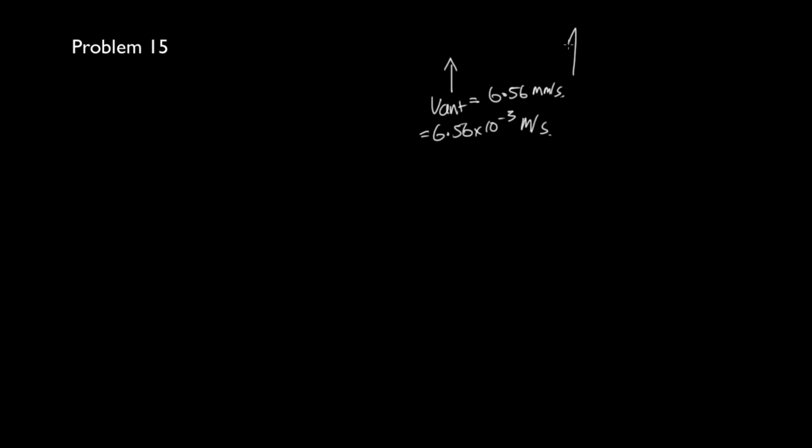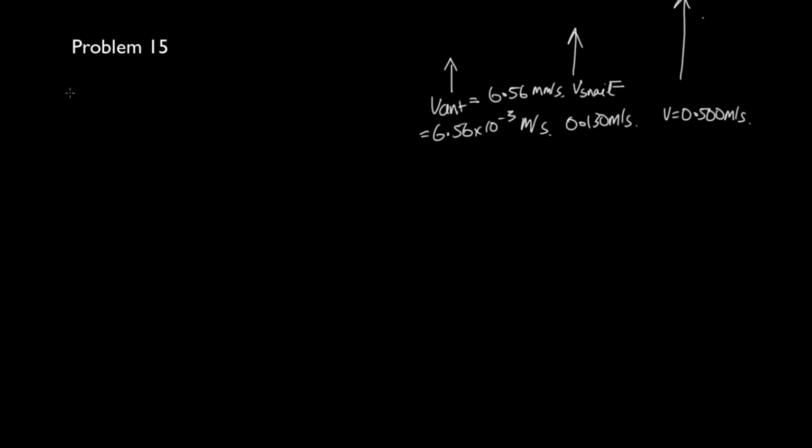Problem 15. So in this problem, an ant, a snail and a lizard have a race. They all head northwards with speeds. So here's our ant. The ant is equal to 6.56 millimeters per second, which is equal to 6.56 times 10 to the minus 3 meters per second. And then the snail goes with a slightly higher velocity of 0.13 meters per second, and the lizard is quite speedy with a velocity of 0.500 meters per second.